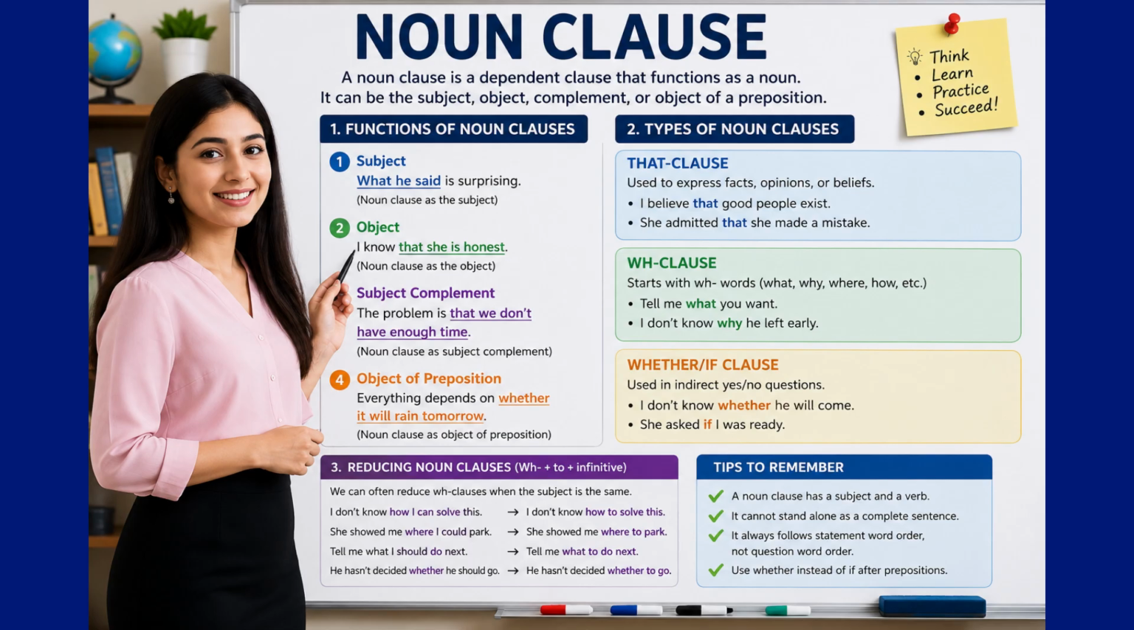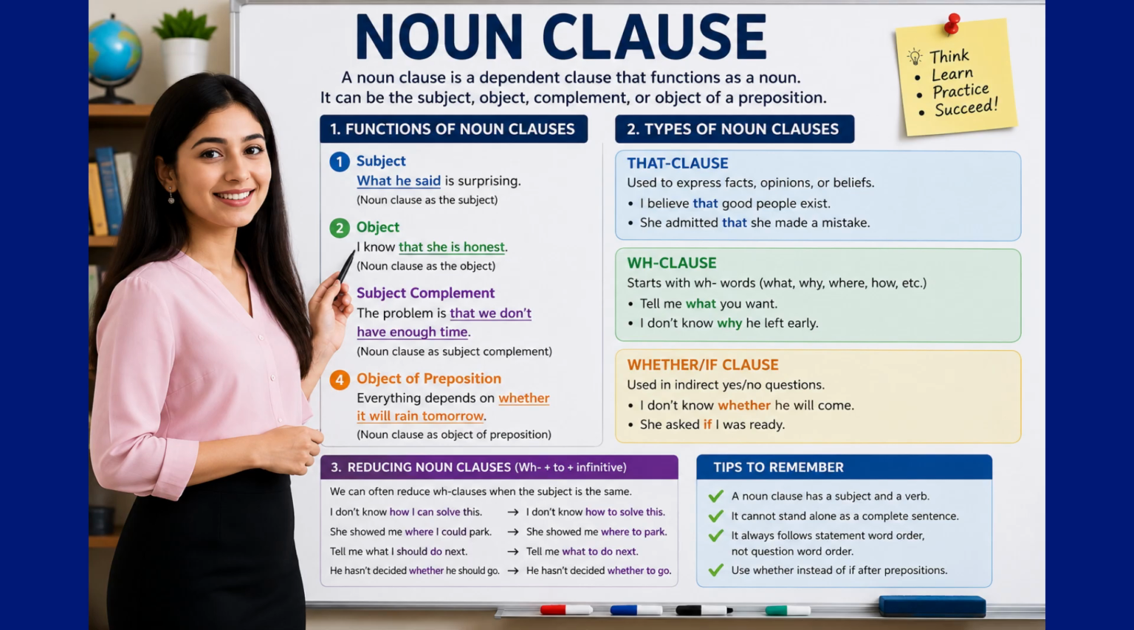Finally, noun clauses can also function as the object of a preposition, although this is generally limited to WH clauses and whether clauses. For example, "Everything depends on whether it rains tomorrow." "I'm interested in what you think." Notice that after a preposition such as on, about, or in, we normally use "whether" instead of "if."